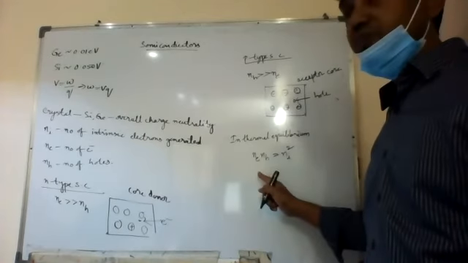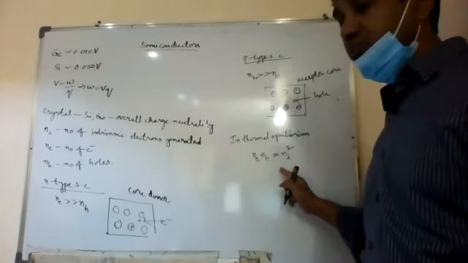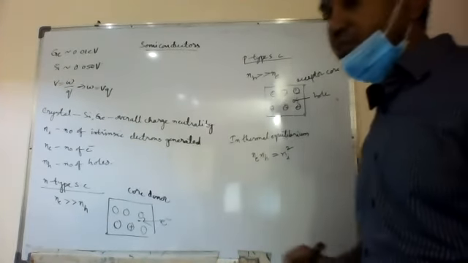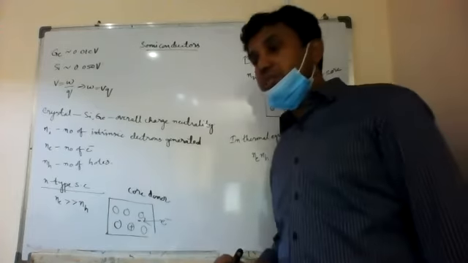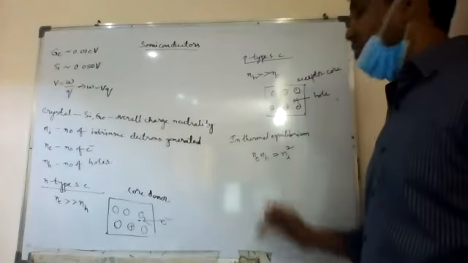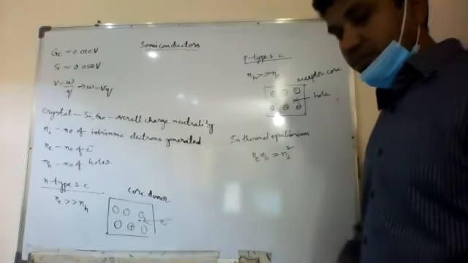Now in thermal equilibrium, we are saying Ne into NH is equal to Ni squared. What is the meaning of this? In thermal equilibrium, intrinsic means pure. So Ne into NH is equal to Ni squared. That's the thing.